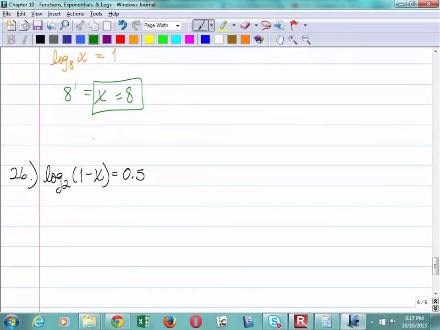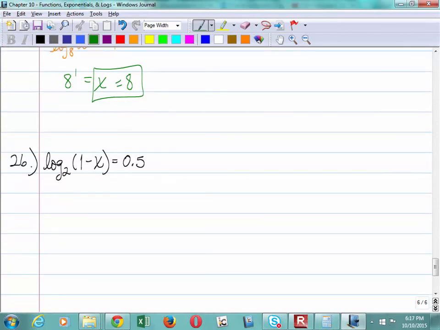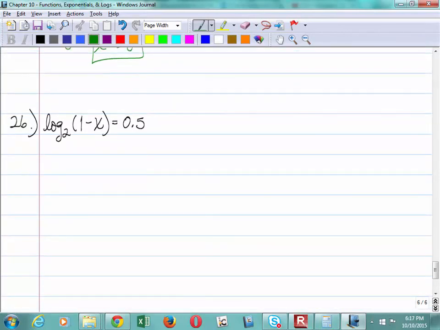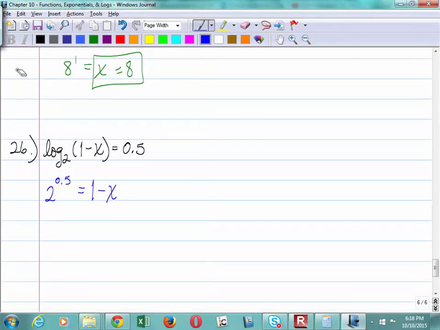And then number 26, log base 2 of 1 minus x equals 0.5. So 2 to the power of 0.5 equals 1 minus x. So 0.5 is the same thing as 1/2. And when you have something raised to a power of 1/2, that's the same thing as having the square root of whatever it is. So this would be the square root of 2 equals 1 minus x.